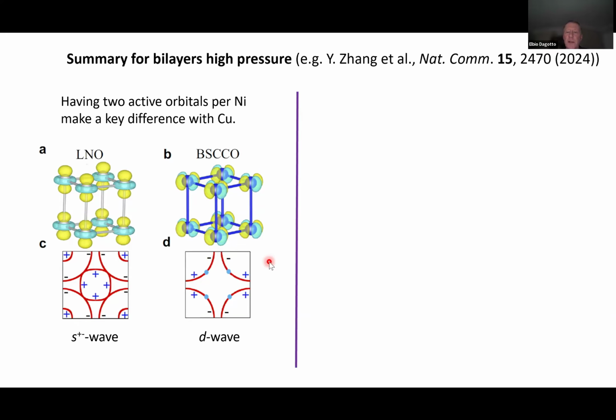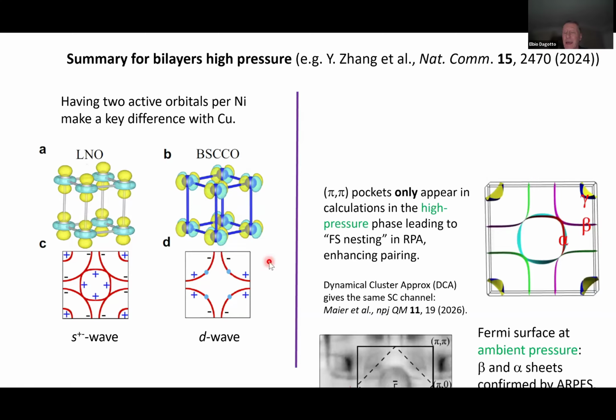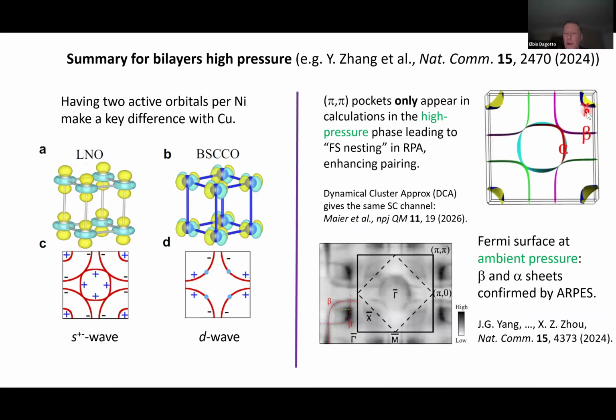Just to complete the picture, why are these gamma pockets so important within RPA? Well, it turns out that there is some degree of nesting. It's not super nesting like in the nearest neighbor one orbital Hubbard model. We have a tremendous amount of nesting here, more reduced. For example, this portion of the gamma pocket is separated from this portion of the beta sheet by a vector that is approximately pi in the canonical units.